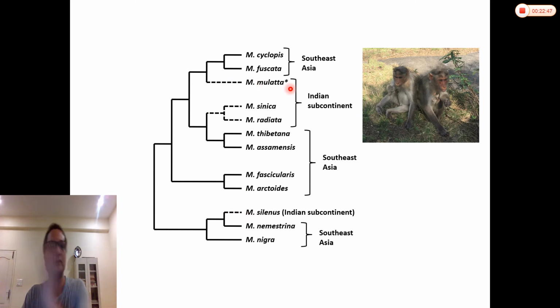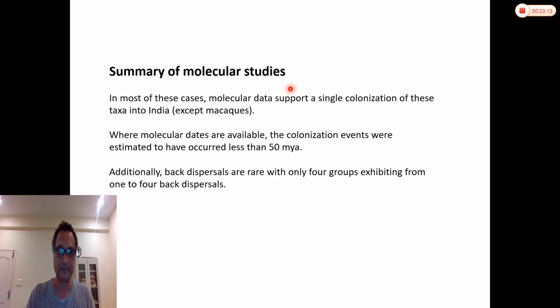Mulatta is also found all the way into China, so it's a much more widely distributed species. So, it's just interesting that within primates you have these contrasting scenarios. Langurs: an earlier dispersal into India, and then a radiation, whereas macaques: multiple, more recent dispersals into India, right?